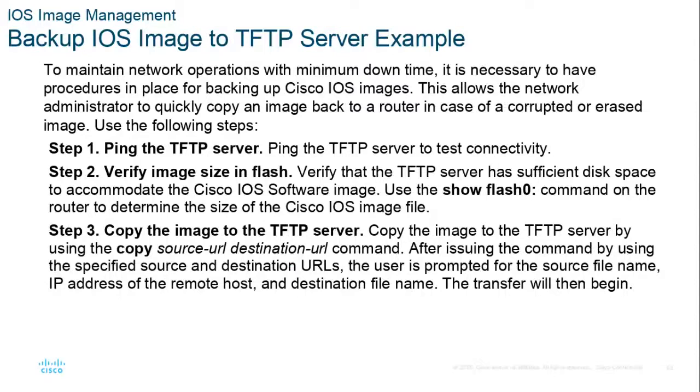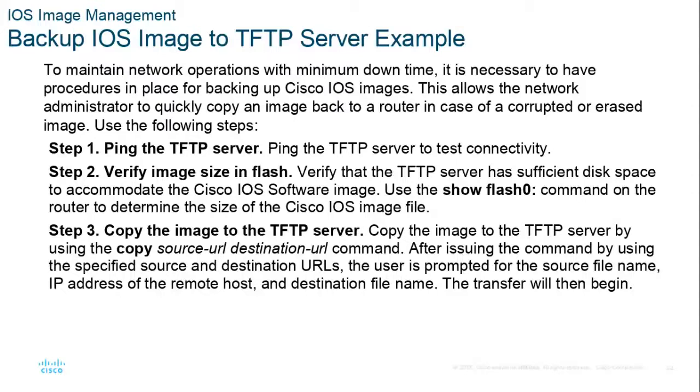Okay, here is the best practice for backing up the whole iOS image. Step one, we're going to ping the IP address of that TFTP server to make sure we have connectivity. Ping is a good check to make sure we have real IP connectivity with another device on the network. Step two, go to the TFTP server and see if it has enough free space to hold that file. That file could be 100 meg or something. How big is it? We can do the dir command or show flash zero command on the router we're backing up and see how big that Cisco iOS image file is.